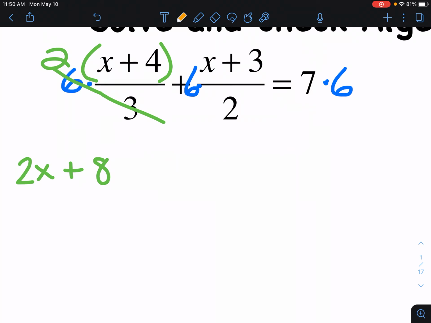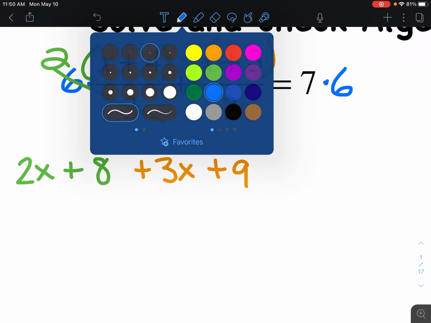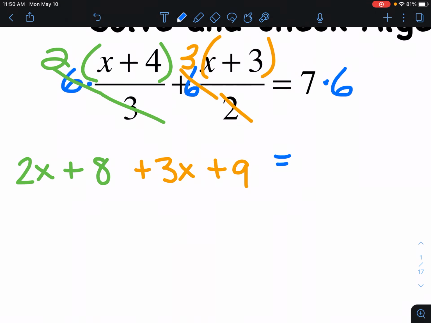Okay, now let's focus on the second one. 6 divided by 2 is 3. So the 2's gone. This is a 3. That's going to distribute with x times x plus 3. So 3 times x, then 3 times 3. Then on the right side, don't forget 7 times 6, 42.